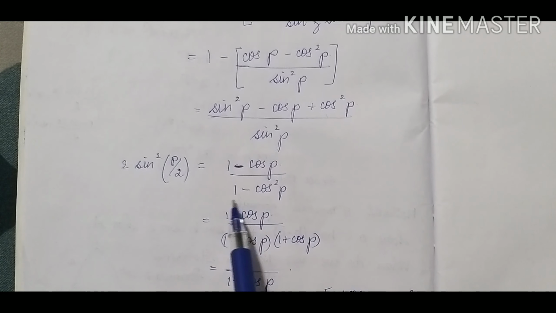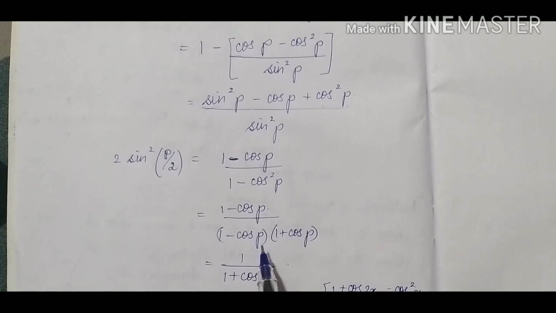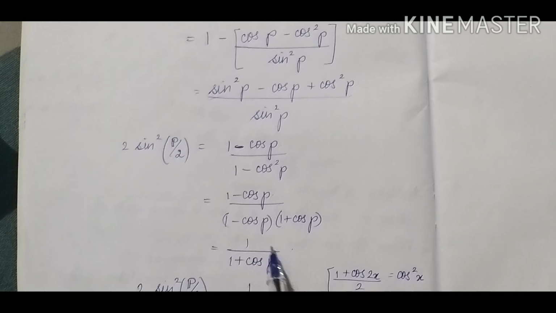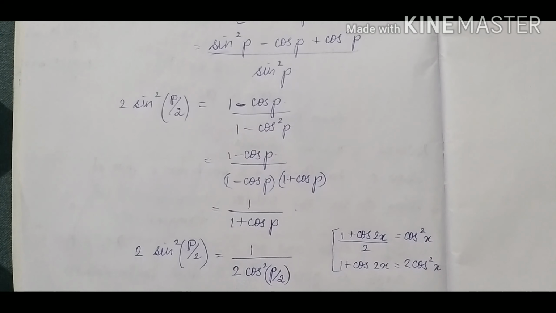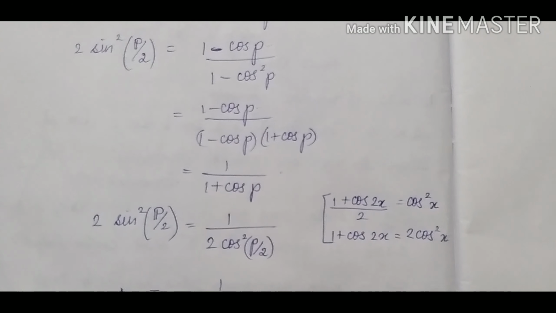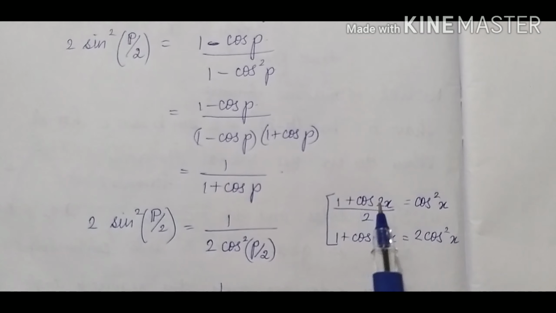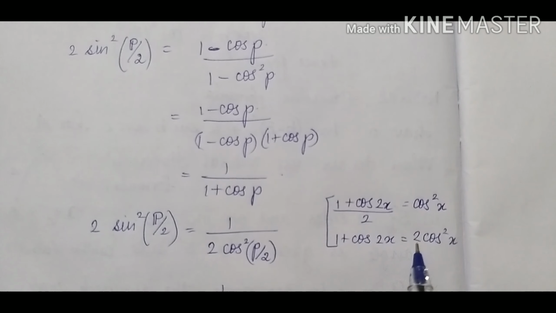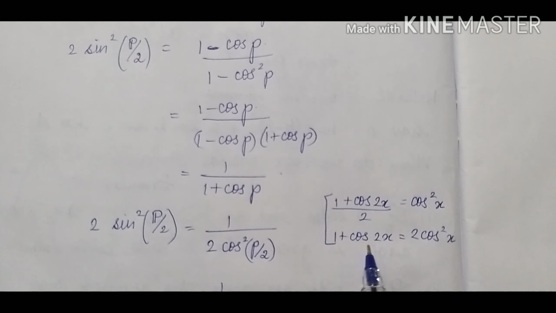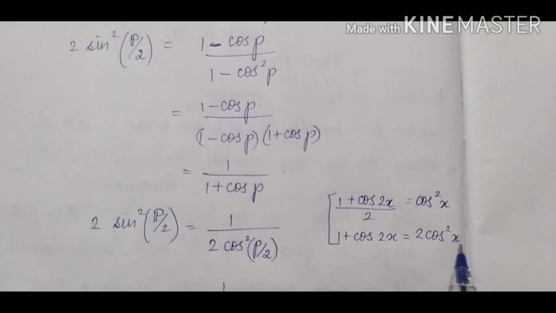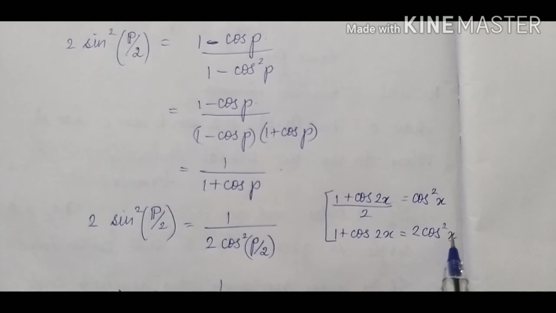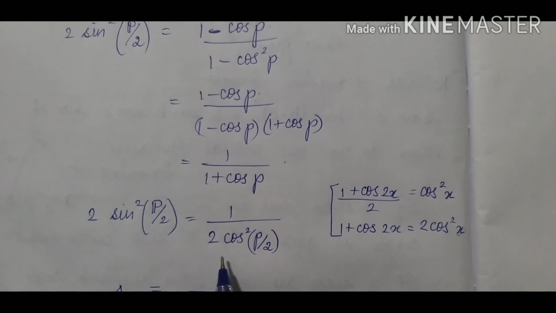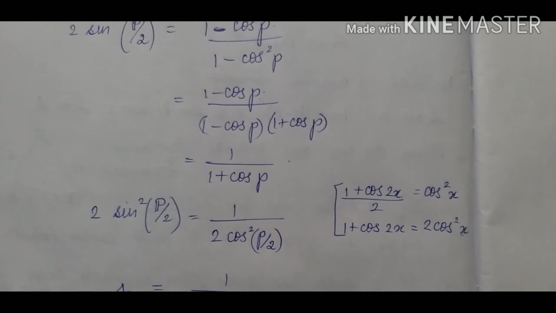Now the denominator is of the form a square minus b square. I can rewrite it as a minus b into a plus b. And on cancelling the first term, we are left with 1 by 1 plus cos p. And we already saw that 1 plus cos 2x by 2 equals cos square x. So 1 plus cos 2x is nothing but 2 into cos square x. If we have 2x on the left hand side, we are making use of just half of that term, only x. So we have 1 plus cos small p. So the right hand side becomes 2 into cos square p by 2.